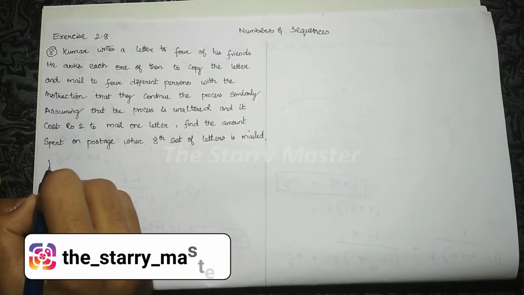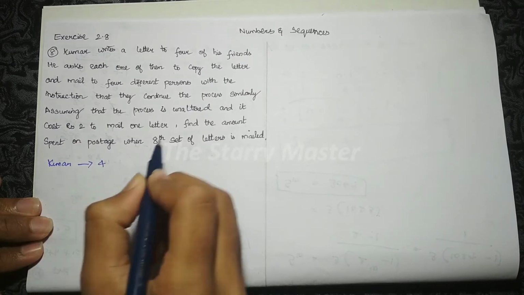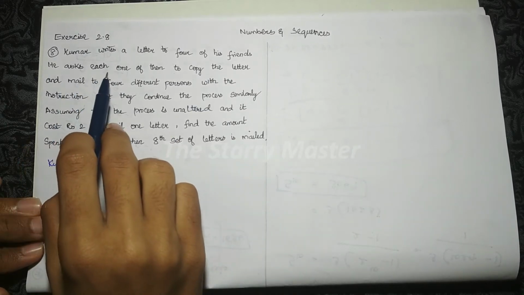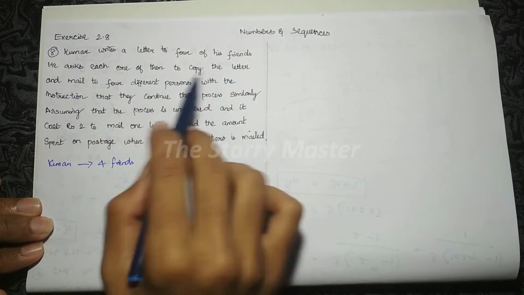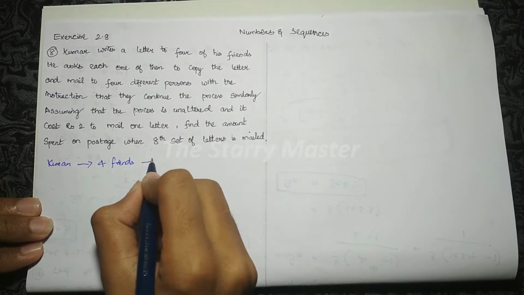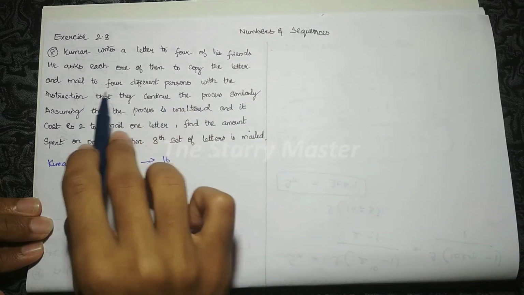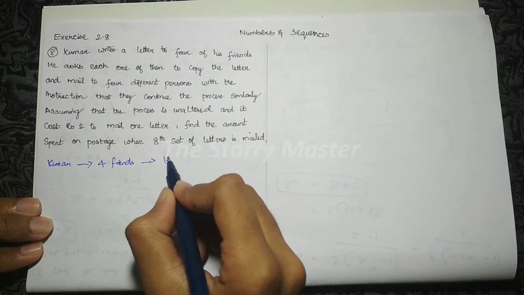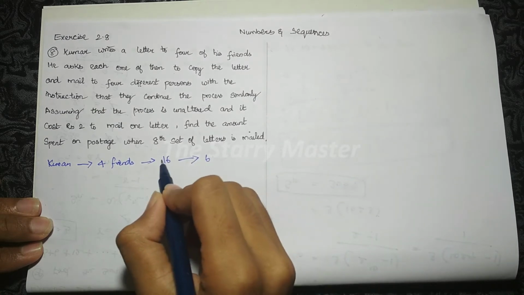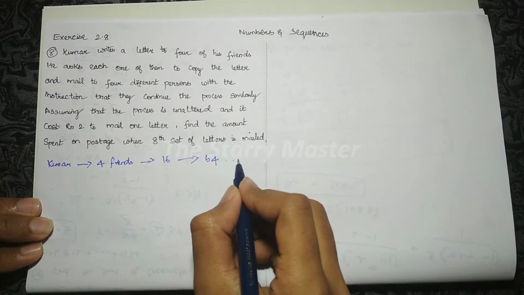So Kumar writes a letter and sends it to 4 of his friends. Then he asks each of them to copy the letter and mail it to 4 different persons, so each of them should mail 4. So 4 into 4 will get 16. We are asked to continue the process, so 16 into 4, each of them should send 4, so it goes to 64. Then the process goes like that only.